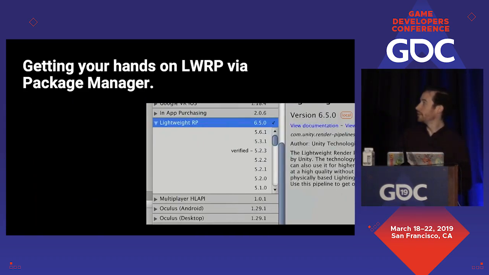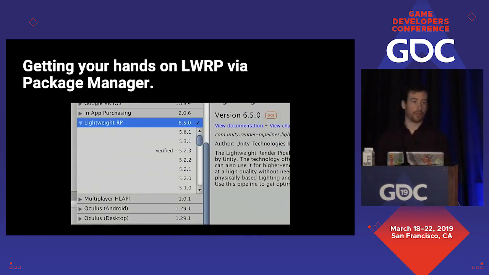Also you can open up the drop down and see all the previous versions that existed. You'll also see some things like a tag for verified. This means it's gone through proper full-level testing and is shipped with the editor at that point. Currently we're using 5.xx for 19.1 and 6.xx for 19.2.